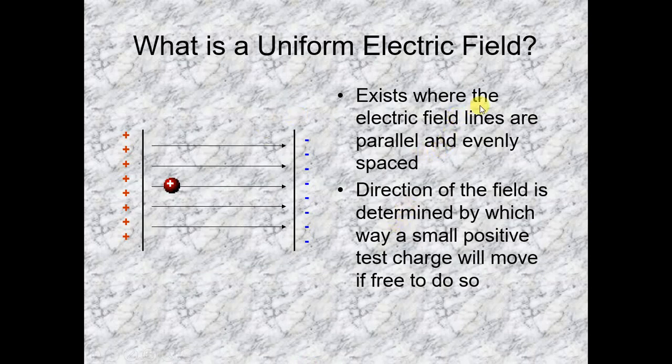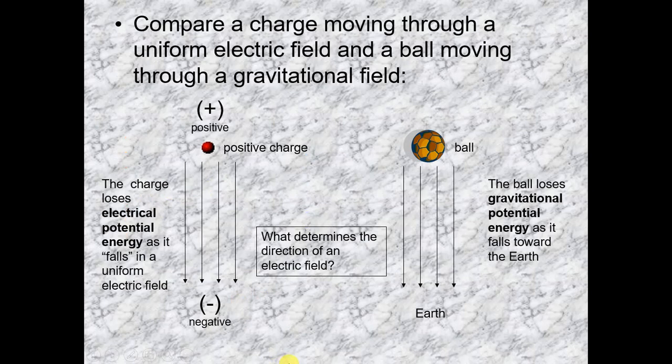This exists where the electric field lines are parallel and evenly spaced. Here the electric field lines are parallel. The direction of the field is determined by which way a small positive charge will move if it is free to do so.